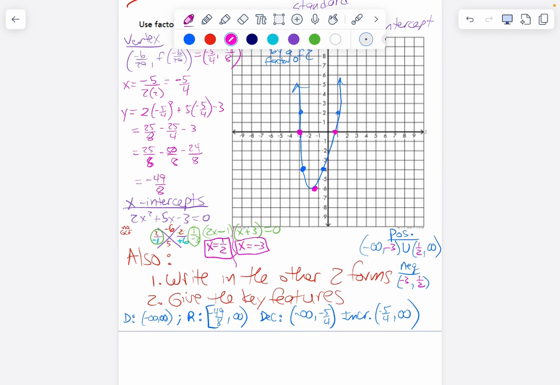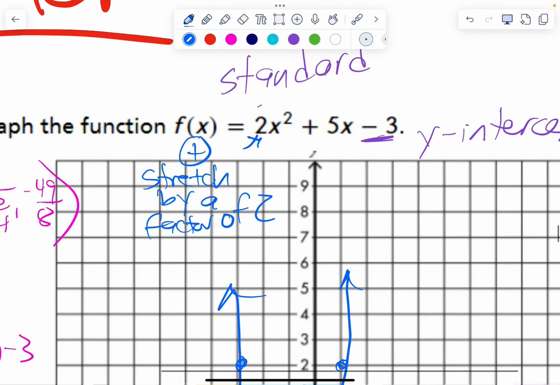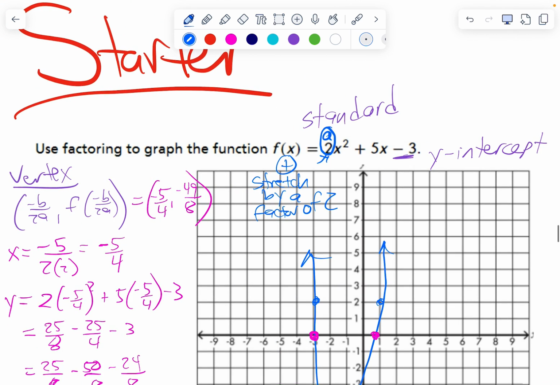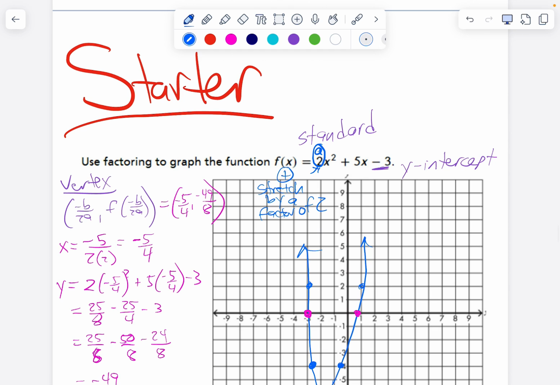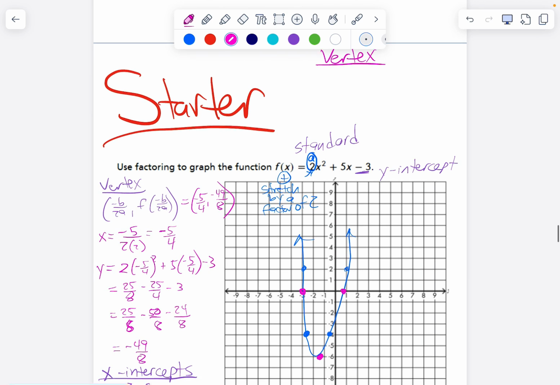Okay, last two things. We need to write this in the other form. So here's some advice. Do we know A? Yeah, we were given A. It's right there. So do we have to solve for A for vertex form? Do we have to solve for A for factored form? Okay. Here's something to keep in mind. We did a lot of work, and some problems don't ask you to do all that work, but in this case we did it all.